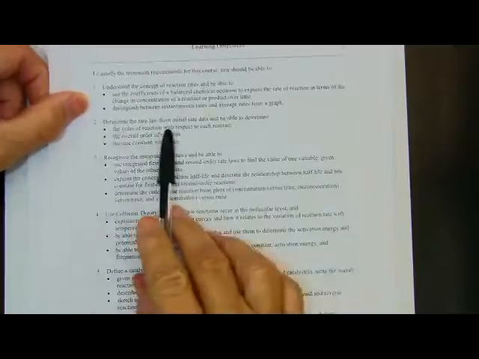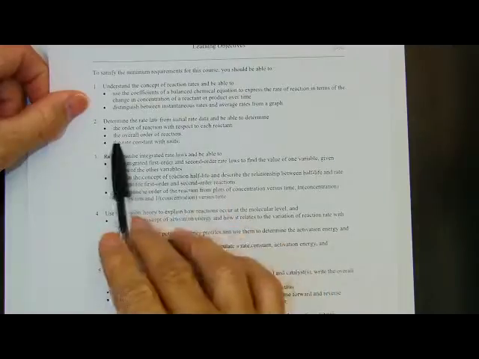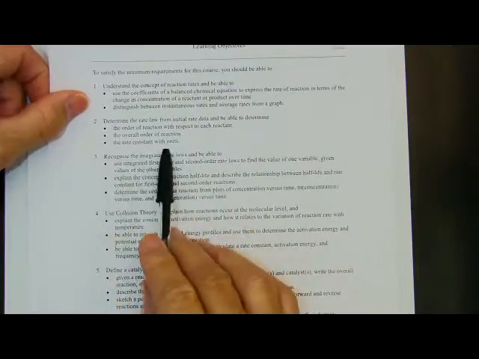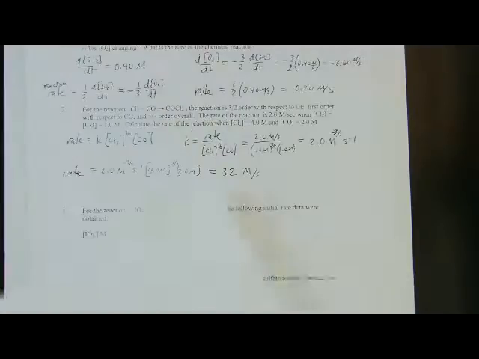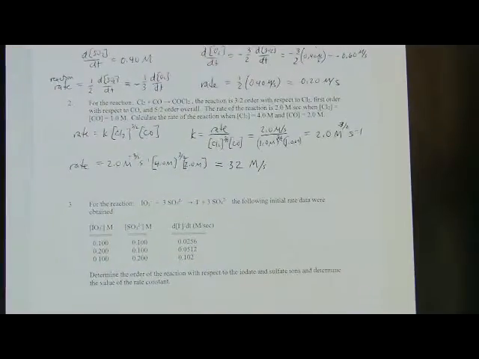Determine the rate law from initial rate data. Be able to find the order of the reaction with respect to each reactant, the overall order, and the rate constant with units. All right, so I gave you this rate law. The next example problem is how we determine rate laws experimentally.